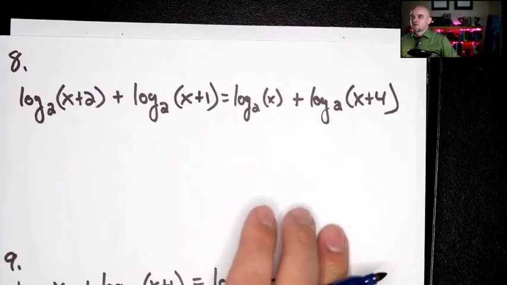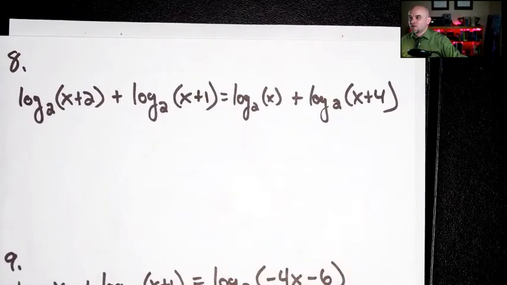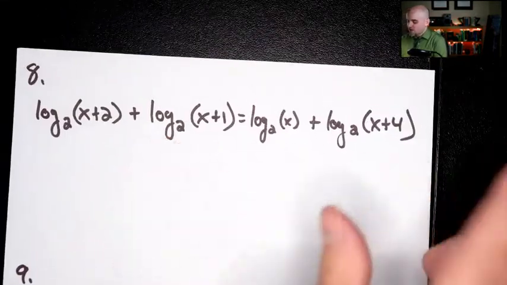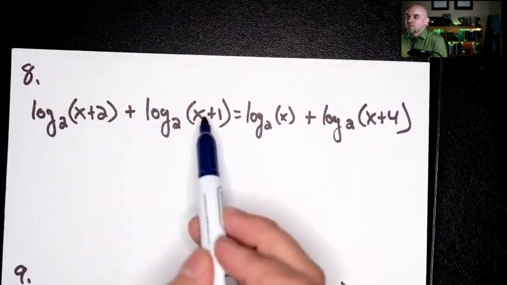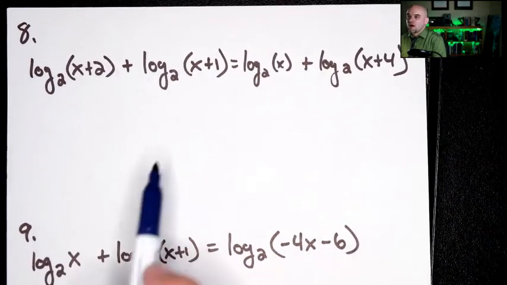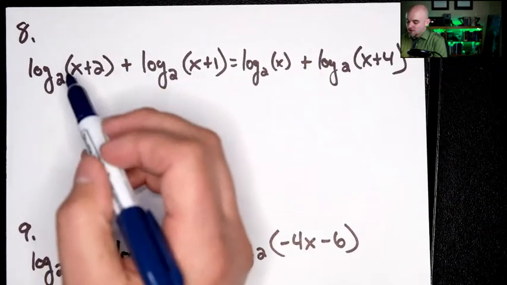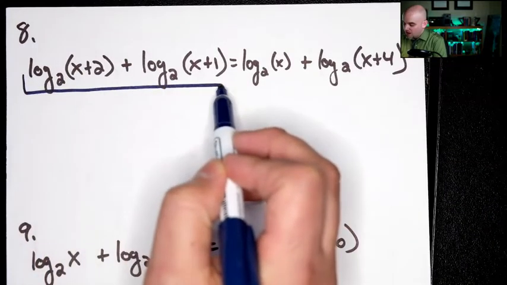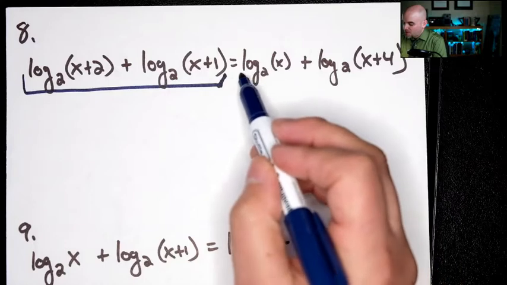Number 8. Doesn't that look just beautiful? So now we've got a case here where it's just not a log equal to a log. We've got a log plus a log equals a log plus a log here. So what I want to do is start to condense some logarithms. So we need to go back and look at the properties of logarithms.